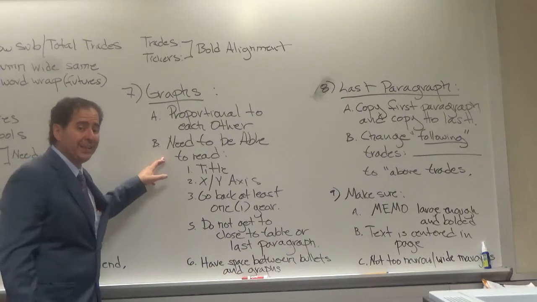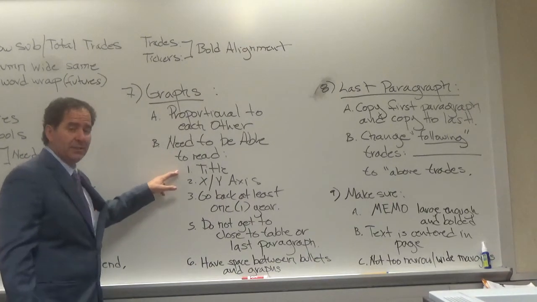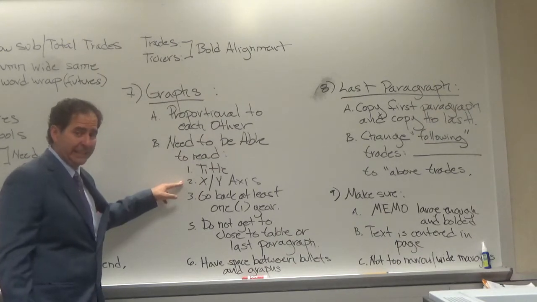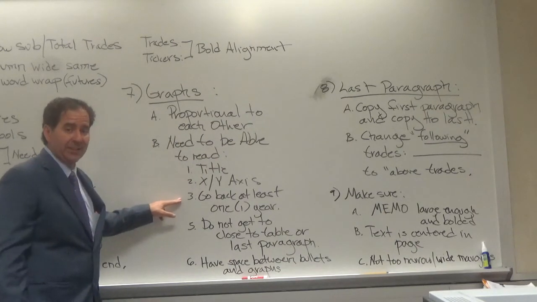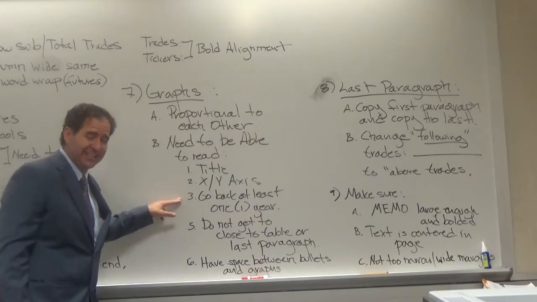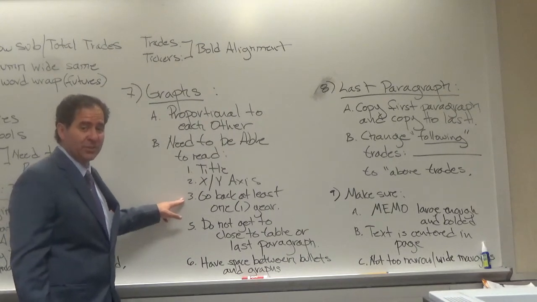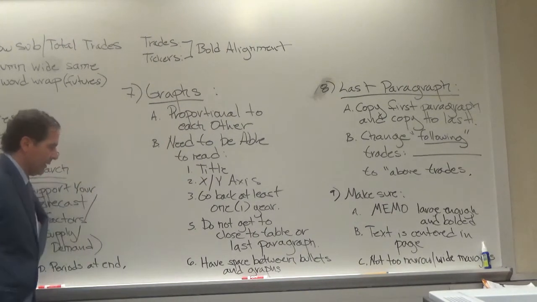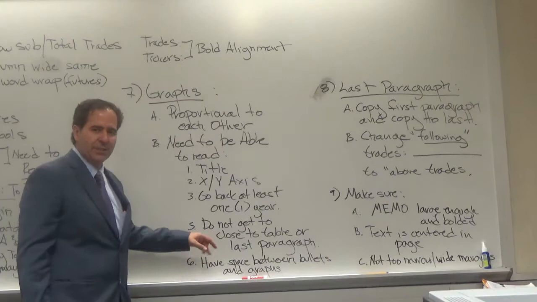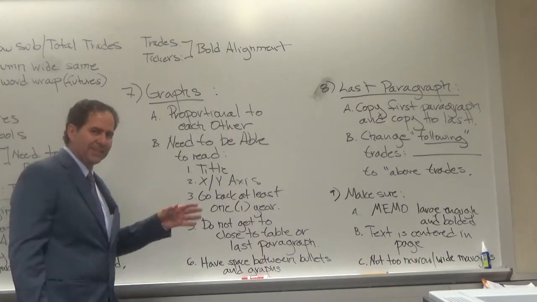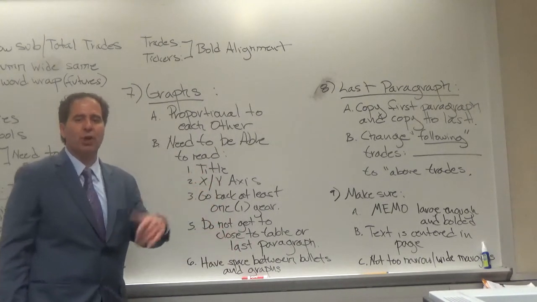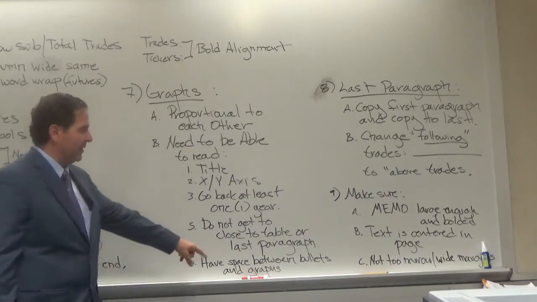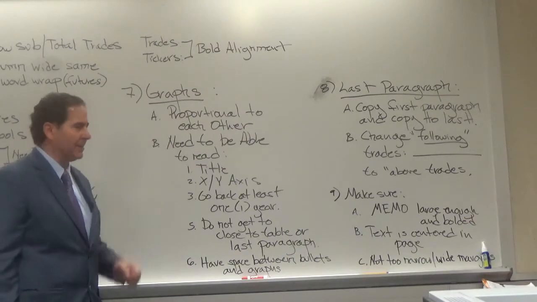I've got to be able to read the graphs, okay? So there needs to be a title that I can read. I should be able to read the X and the Y axes. They need to go back at least a year so that I can identify the trends and be able to identify both the support lines and the resistance lines. And make sure they don't get too close to the table and the paragraph, if there's a space, and make sure the graphs don't encroach over into the margin on the right-hand side. And again, have the spaces between the graphs and the text.